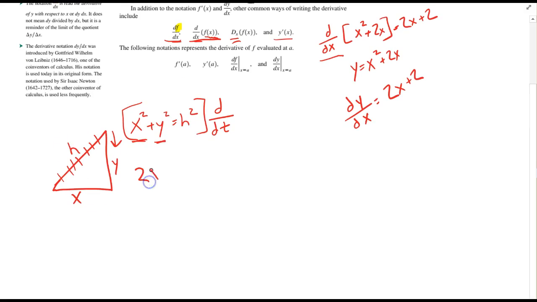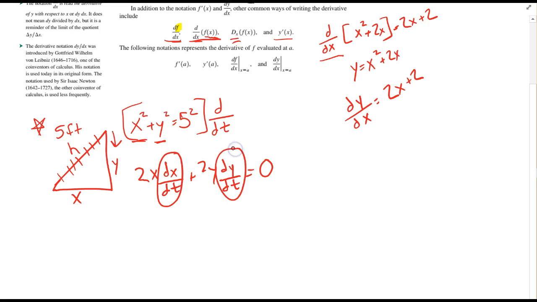So this would be 2x dx/dt plus 2y dy/dt. And then h would be a constant if it was a ladder. It might be a 5-foot ladder. So then the derivative of a constant is 0. So here this might be 5 squared. The derivative of 5 squared is just 0. So this will come up later on. So you might be seeing something like this, the derivative of x with respect to t and the derivative of y with respect to t.